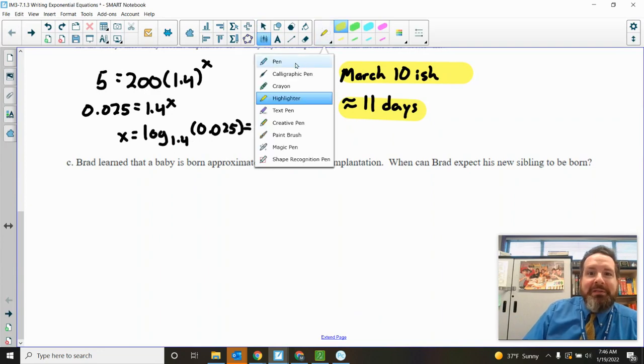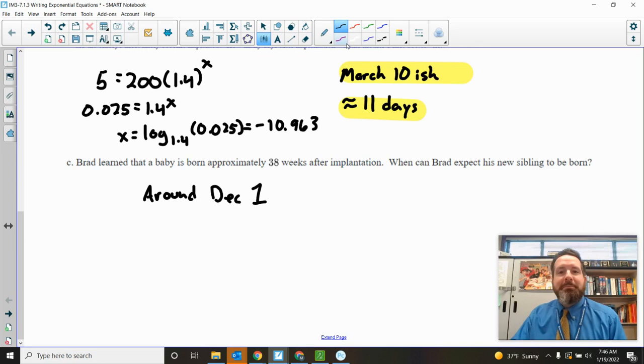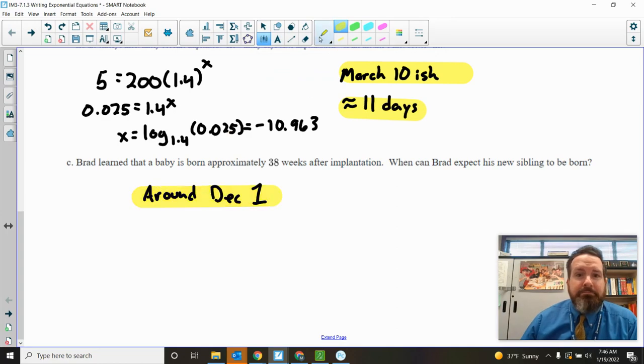So around December 1st. Now, of course, not all pregnancies are exactly the same length, but that's probably not a bad bet if you're trying to plan for when you expect to see the new baby come. There you go.